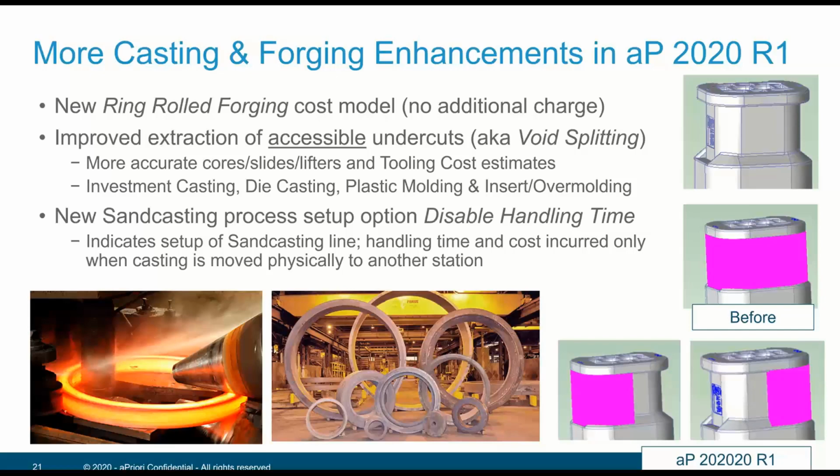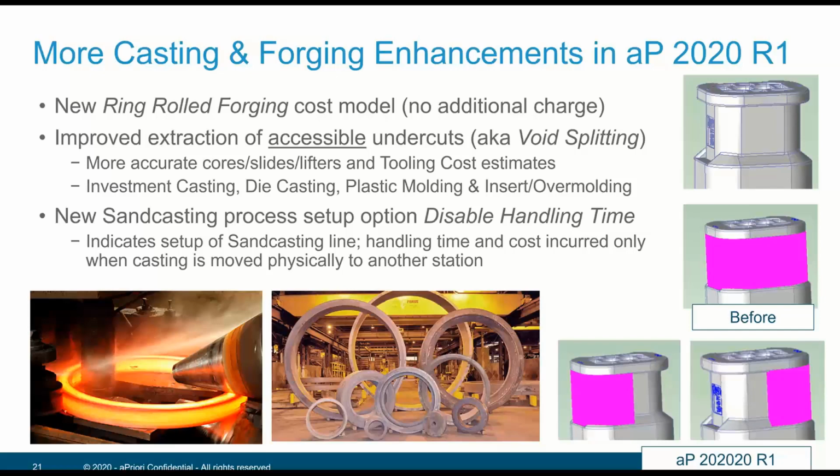Next, I want to move on to a geometry extraction enhancement that benefits cast and injection molded components. It's a better recognition of how we characterize undercut volume, so features that are undercut with respect to the mold opening direction. And that goes to giving us better tooling type and number of side actions, the type of side action, and a more accurate tooling cost estimate.